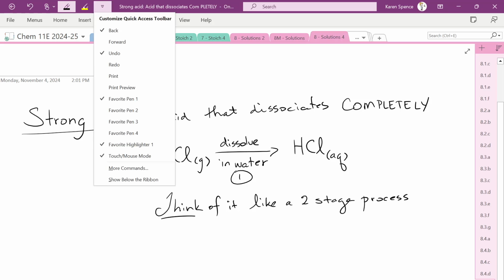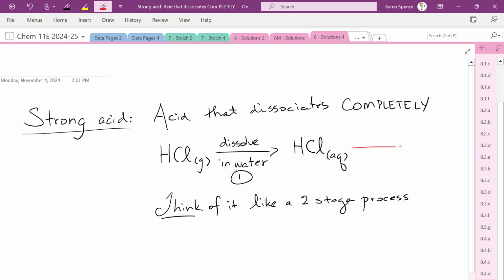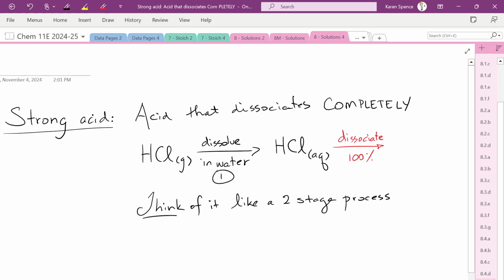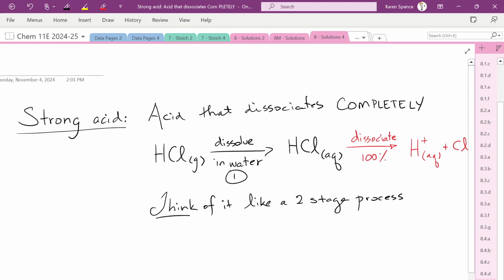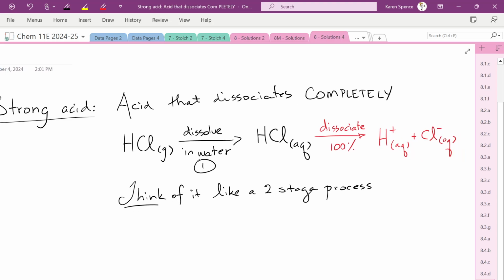Step 2 would be that the HCl would then dissociate 100%. Yes? And we would end up with all of it as H plus aqueous plus Cl minus aqueous. So that's a strong acid. And that means that all of the acid has turned into ions. And so therefore, this would be a very strong what? Electrolyte. So we have lots of ions.